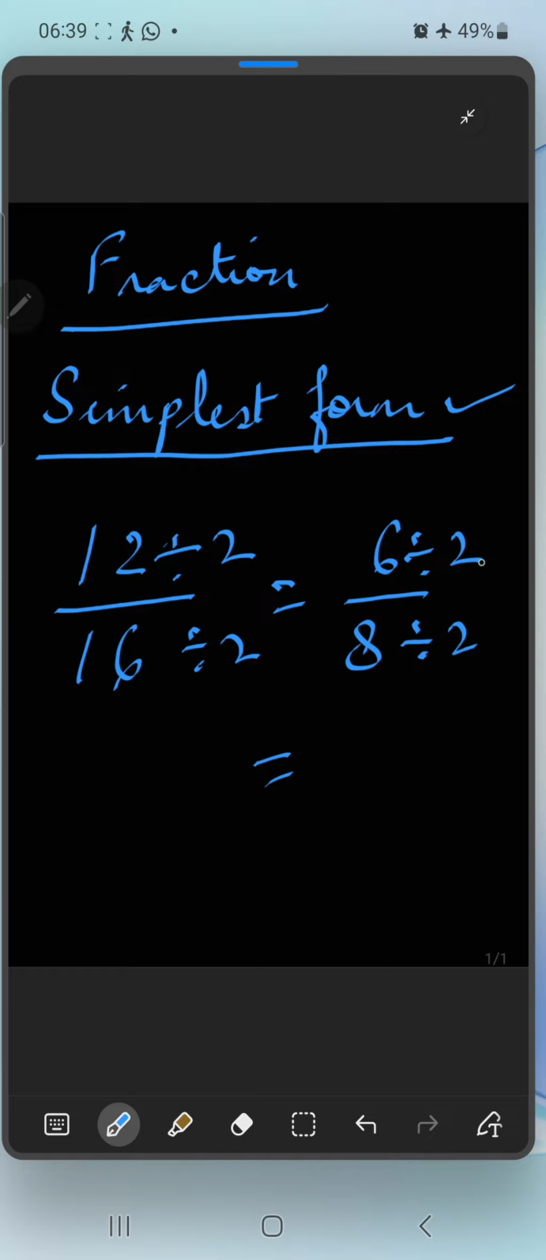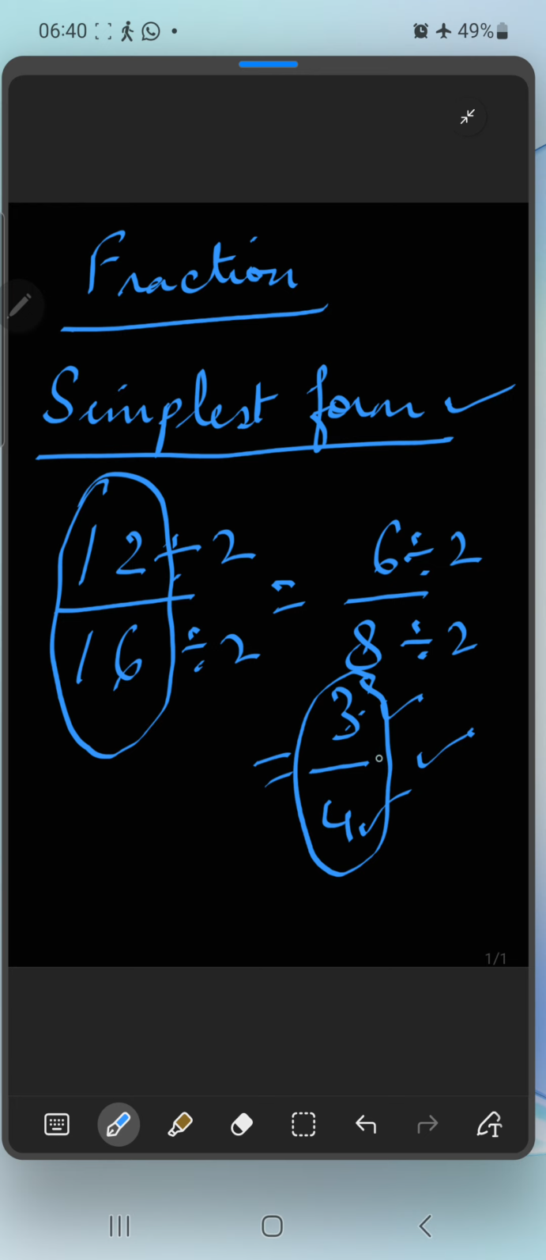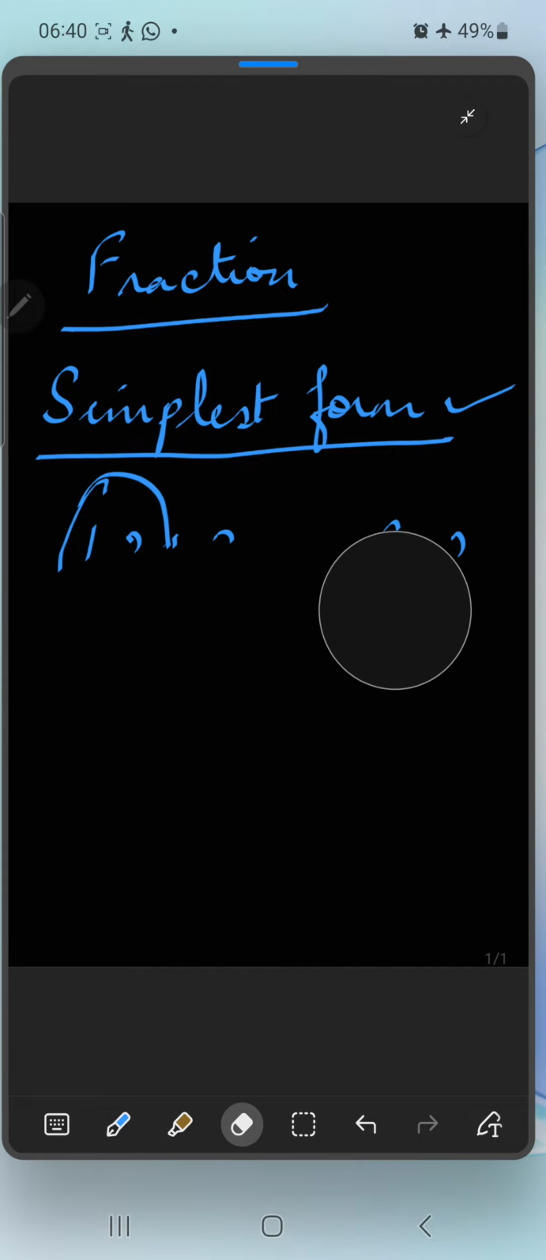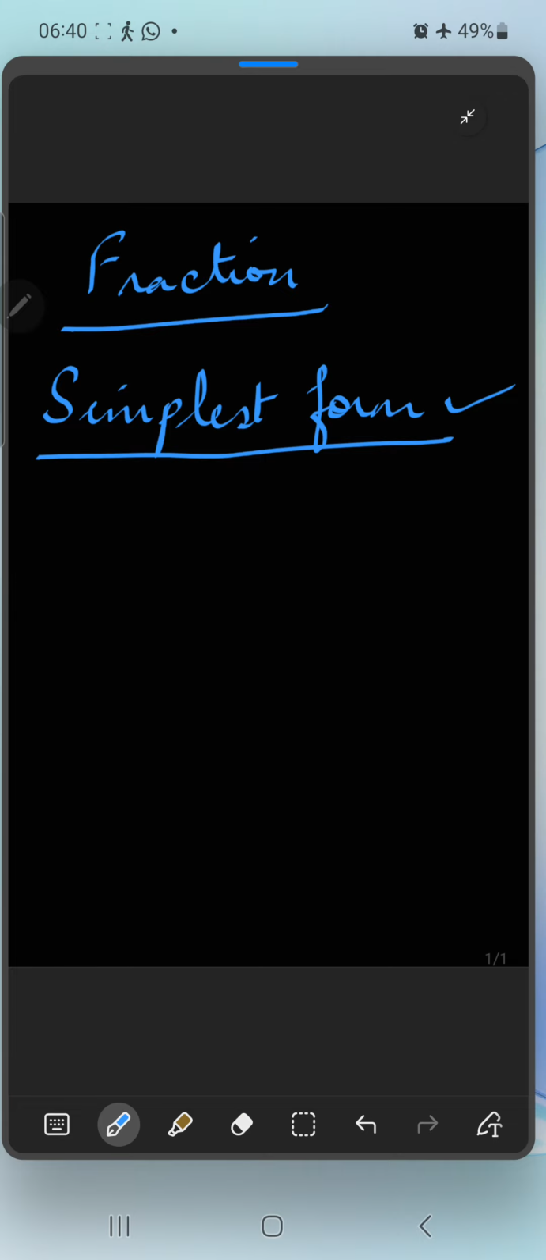Got it? So you have to divide both numerator and denominator till the numbers don't have any common multiple. That would be the simplest form of the given fraction. Now take one more example.